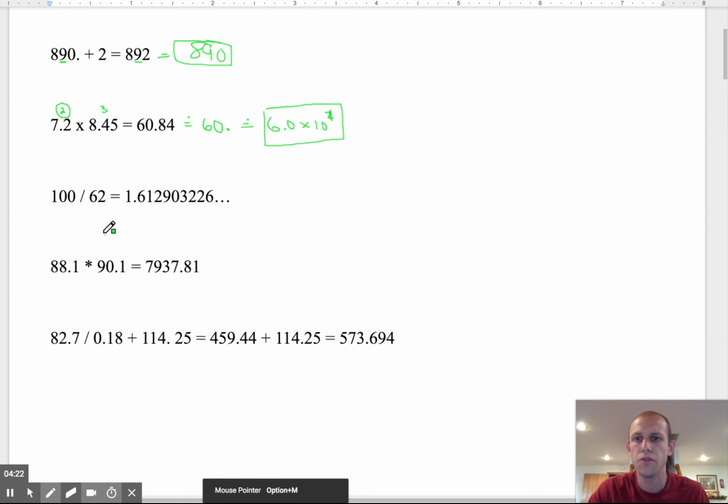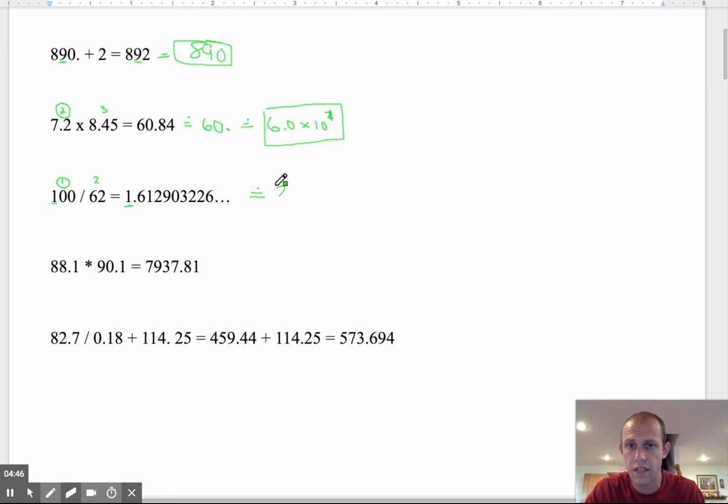So make sure you check to see if you need to use scientific notation. It's there for a reason. All right, next one, 100 divided by 62. We see 1 sig fig here. We see 2 sig figs here. So my answer will only have 1 significant figure in it. So that means I have to round to this place value. Looking at the 6, it's going to round that up to be 2. So this is approximately the number 2.